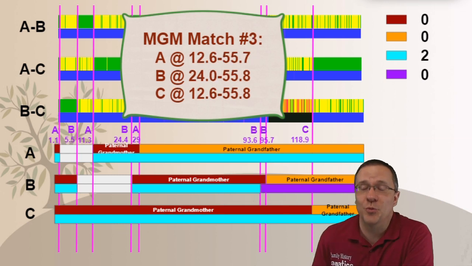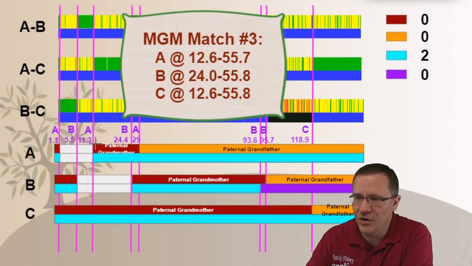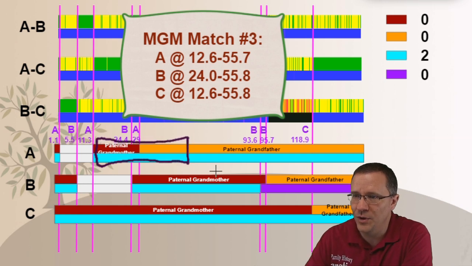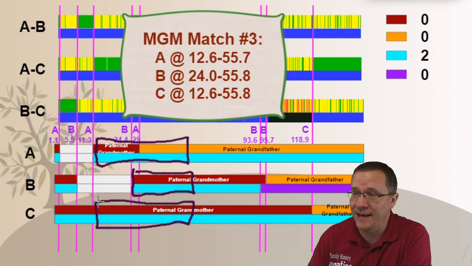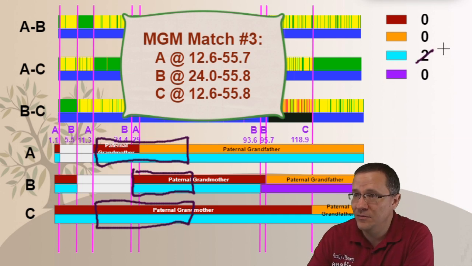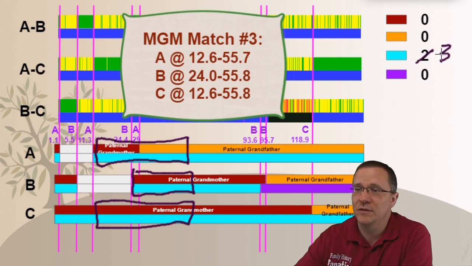Now match number 3, they match person A from 12.6 to 55.7. This is looking similar to what the other one was. This is from 24 to 55.8. And this is 12.6 to 55.7. So this is almost like match number 1 for my maternal grandmother. And it again is very similar to a teal.